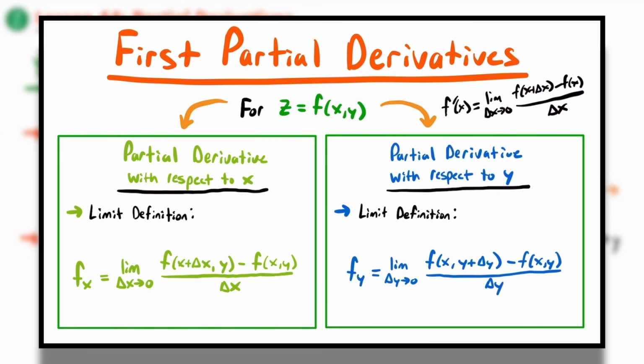Same thing over here. For a partial derivative with respect to y, we're looking at what happens when y changes. So we're looking at the limit as delta y, the change in y, approaches 0. So we have f of x, where x remains constant, but then you're taking the change in y into account, y plus delta y, and then you're subtracting the original function and dividing by delta y.